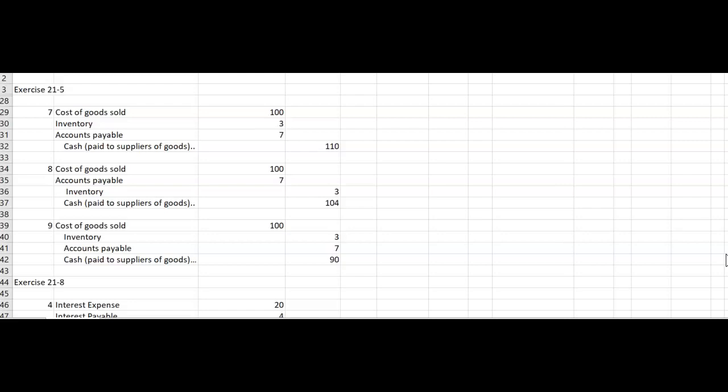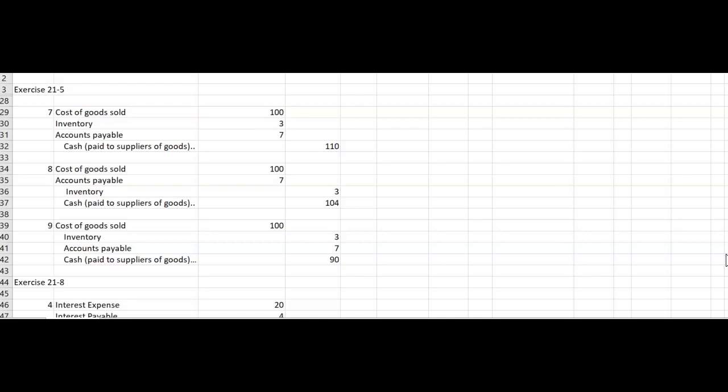Whether you use the direct method or the indirect method, the 3 categories in the cash flow statement remain the same. Cash flows from investments and cash flows from financing are calculated the same under both methods. The cash flows from operations total amount will not change, but the presentation is different.